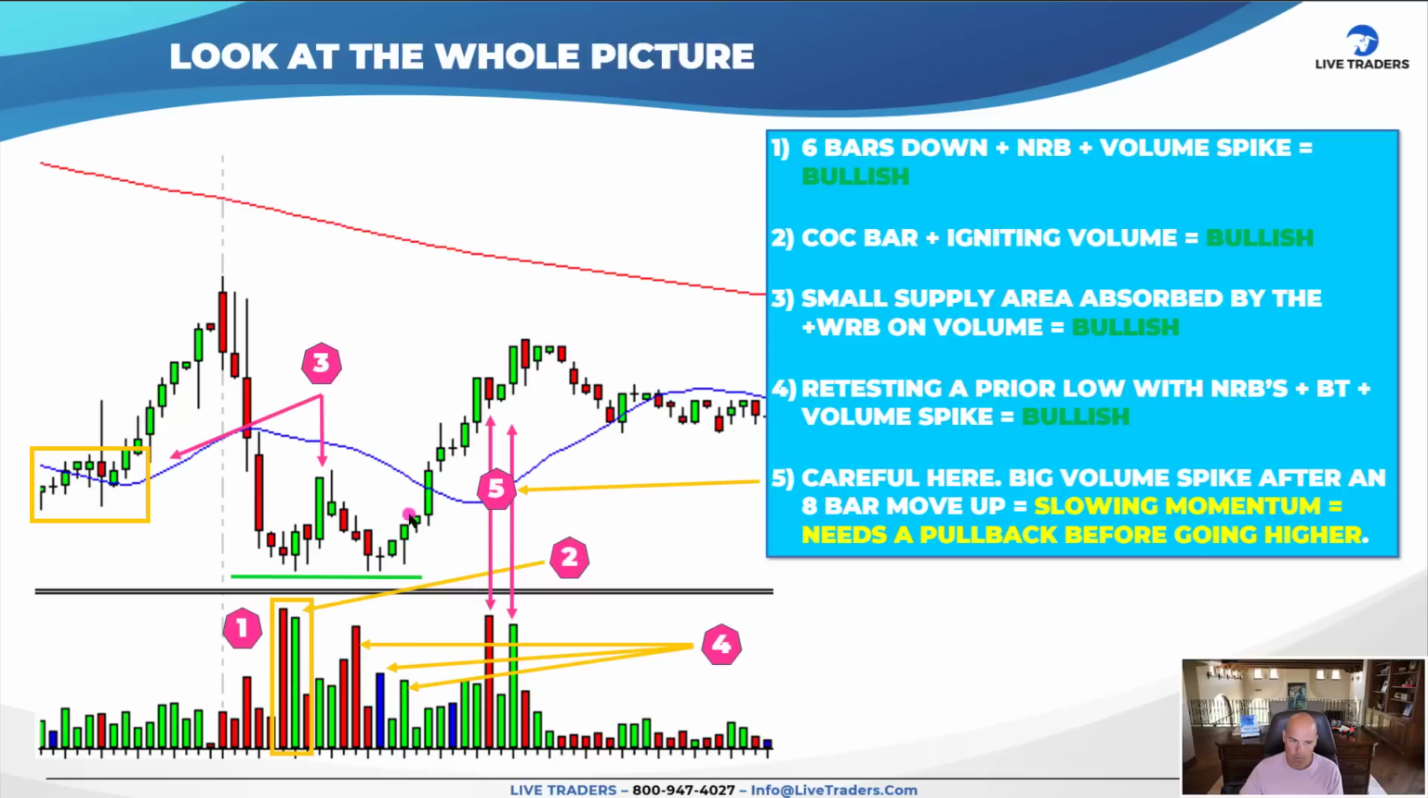Then, as the stock moves back up, let's take a look at number 4, retesting a prior low with narrow range bars, plus a bottoming tail, plus a volume spike. Take a look at these 3. Okay, right there. Right here, you're getting big volume. It's right in this area, these 2, bottoming tail. Okay, right here on the blue one, bottoming tail. And then right here on the volume, bottoming tail.